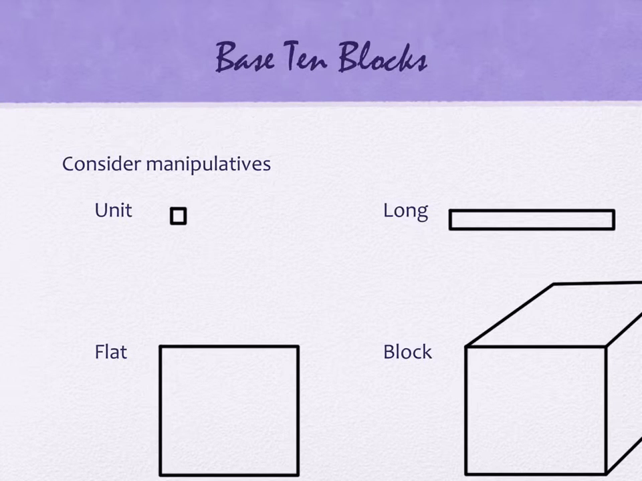So here's the deal. A unit is the value 1. A long is the value 10 because it's 10 units long. A flat is 10 on one side, 10 on the other. So how much is it worth? 100. It's 10 by 10 multiplication. A block has a third dimension to that. That's another 10. So what would it be worth?